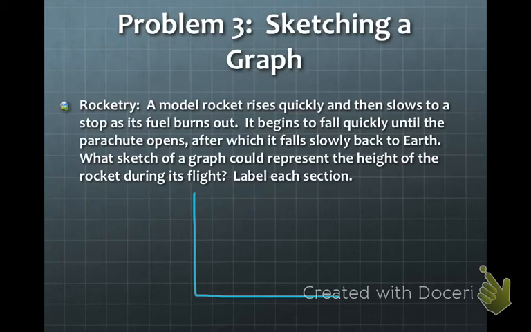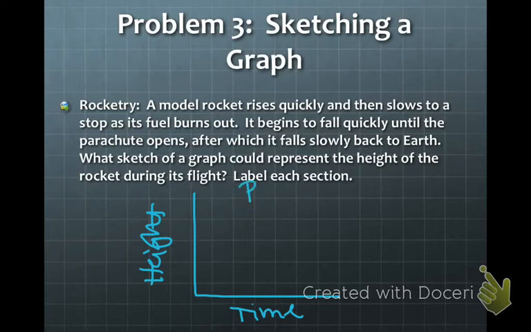So we need to talk about our variables and we need to label it. So we have a model rocket that rises quickly and then slows to a stop as its fuel burns out. It begins to fall quickly until the parachute opens, after which it falls slowly back to the earth. Sketch a graph that would represent the height of the rocket during its flight and label each section. Okay, so we're talking about 2 different things. We're talking about over time, what happens to the height of the rocket. So our time goes on the bottom because that's our independent variable. And then height would go over here on the side. And then we need to label it.